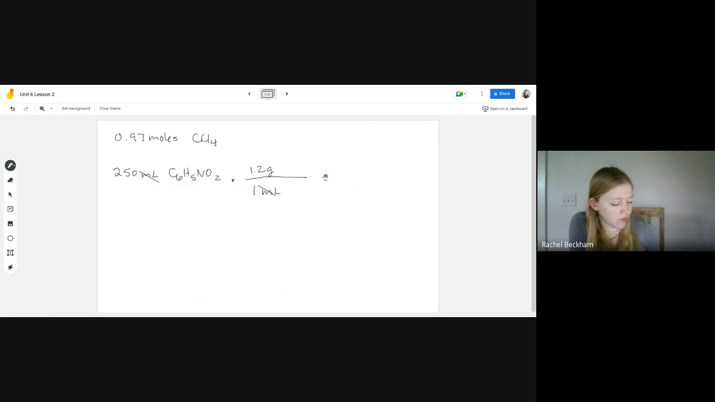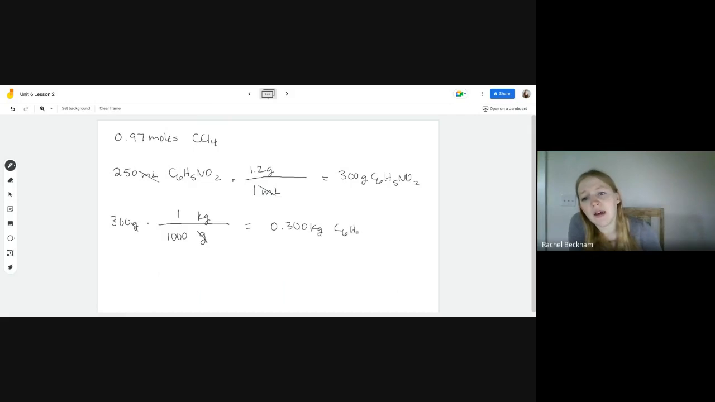So we're doing 250 times 1.2, and I get 300 grams of C6H5NO2. I need that to be in units of kilograms, right? So we need to convert that 300 grams over to kilograms. We want kilograms on top and grams on bottom. We know that there are 1,000 grams for every 1 kilogram. Kilo means 1,000. It takes 1,000 grams to have 1 kilogram. You could also look that up online if you want to. So this is how many kilograms of my solvent that I have.